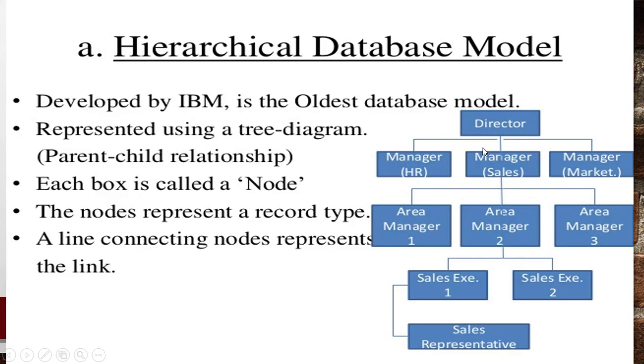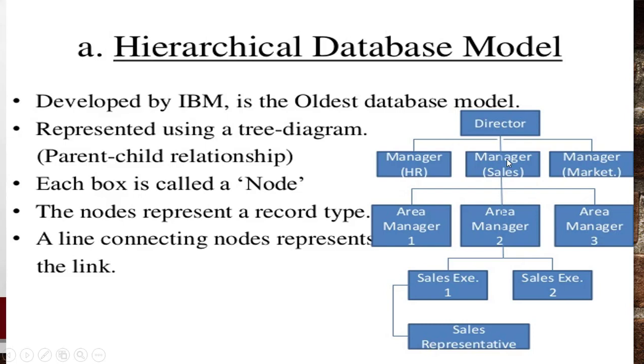Here in this example, you can see director is the parent node and the child nodes are manager HR, manager sales and manager marketing. Again, sales is the parent node for area manager 1, area manager 2 and area manager 3. Area manager 2 is the parent node for sales executive 1 and sales executive 2. And sales executive 1 is the parent node for sales representative.